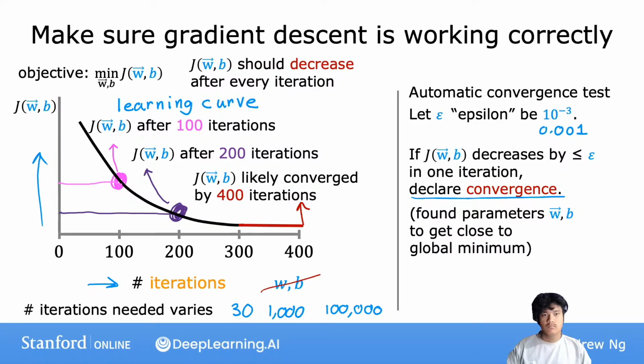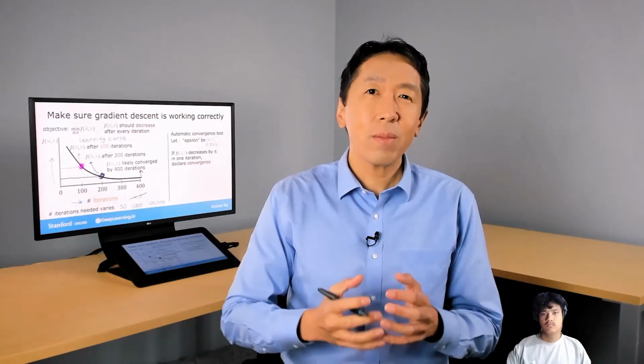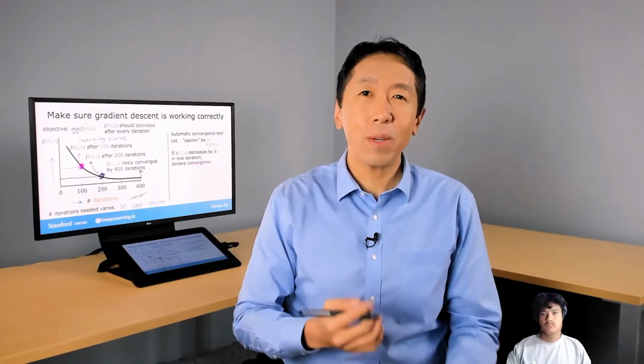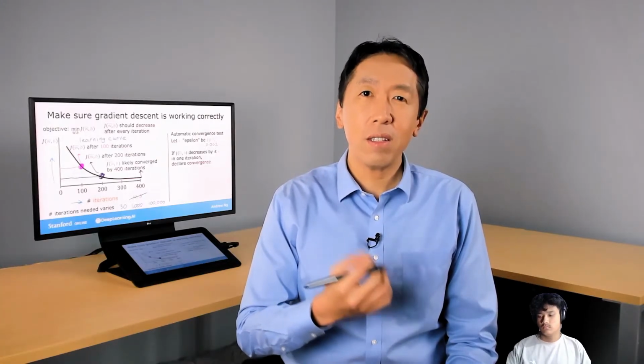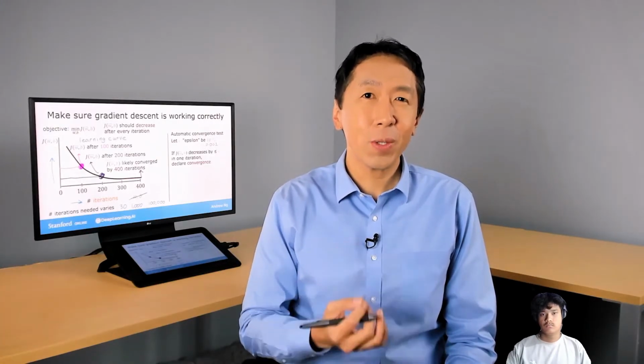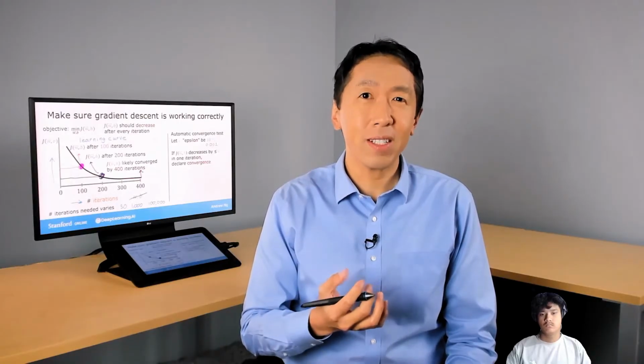Looking at this sort of figure can tell you or give you some advance warning if maybe gradient descent is not working correctly as well. So you've now seen what the learning curve should look like when gradient descent is running well. Let's take these insights and in the next video, take a look at how to choose an appropriate learning rate.